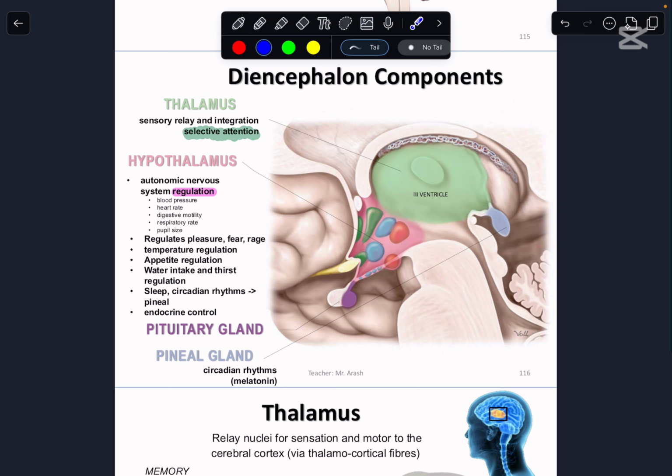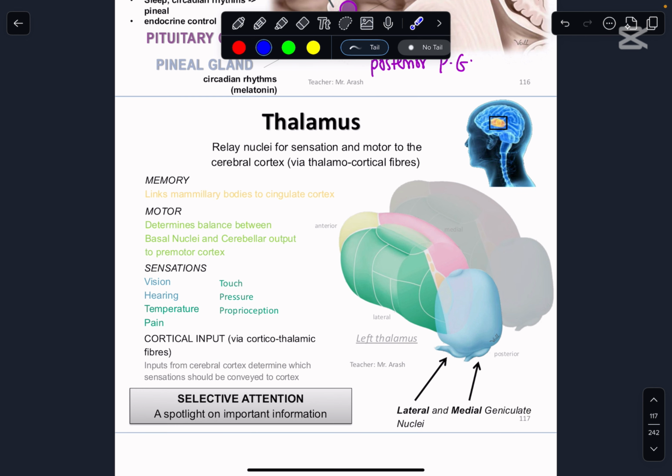Posterior pituitary gland, so that's this structure here. Again, this part is what we call posterior PG. I'm just going to call it PG for pituitary gland. And this part in the front would be called the anterior pituitary gland because it's in the front, and this is the posterior pituitary gland. Again, the posterior pituitary gland is part of the nervous system. The anterior pituitary gland is not part of the nervous system, it's part of our endocrine system.